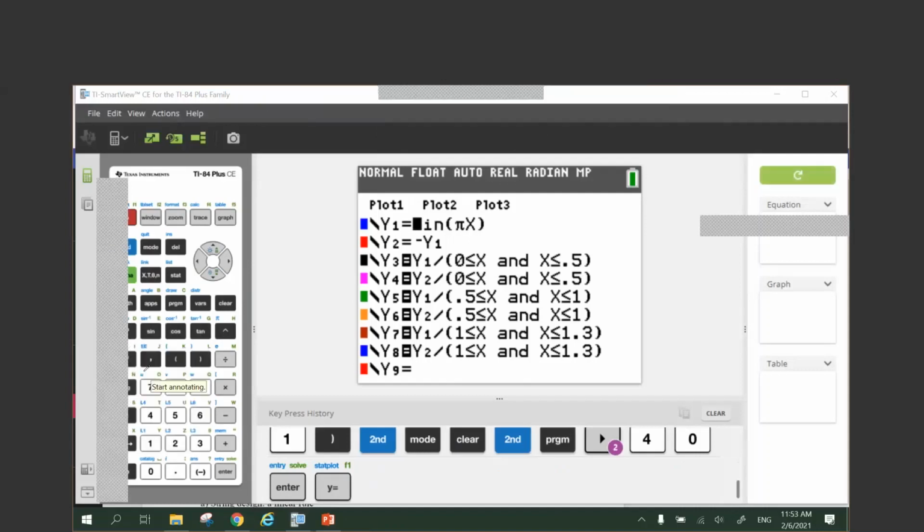that I didn't highlight these 2 equations because I'm not going to draw these 2. I'm going to draw Y3 to Y8. I'm not going to draw Y1 and Y2.